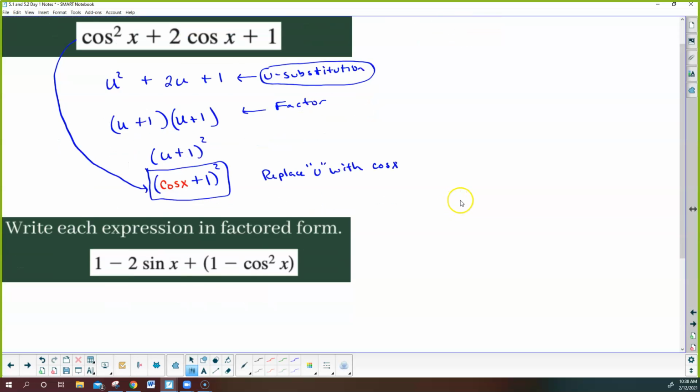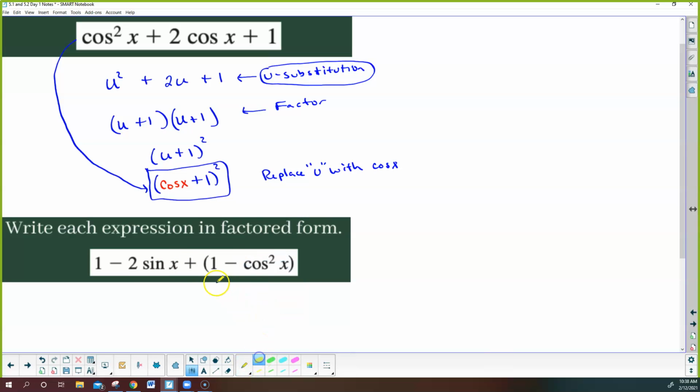All right, last one, we'll do this one together because it's tricky as well. It says, write each expression in factored form. You'll notice you've got a constant term, you have a sine, and then you've got another cosine mixed in here. If we're going to take the factoring approach like we did on the first one, they have to have the same values, cosine and cosine, or cosine squared and cosine. I can't have a cosine squared and a sine because those aren't like terms, so I can't factor them out.